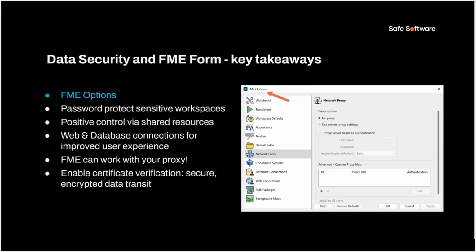Password protect those sensitive workspaces. This will encrypt them and prevent unauthorized tampering. Maintain positive control of those sensitive resources through shared resource directories, as well as shared database and web connections by making those adjustments to the default paths menu. Where you can, try making use of database and web connections to keep sensitive information out of the workspace, as well as simplify the authentication process for users.